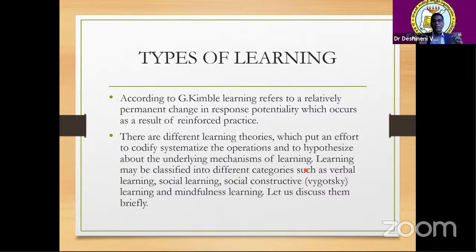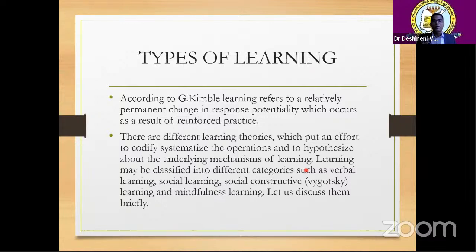For example, when a small child is learning how to write a particular word, apple, A-P-P-L-E, when the child says the word correctly, or pronounces the word correctly, or writes the word apple correctly, then either parents or teachers generally appreciate, they give some reward. The reward may be just saying very good, excellent work, like that.